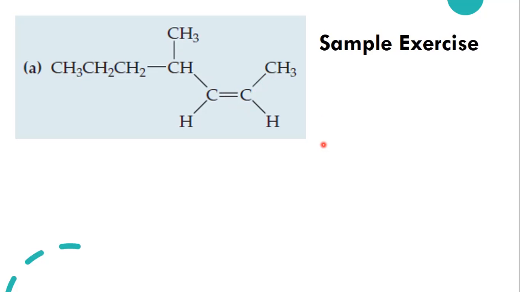Now, what's next? Let's identify the substituent group that is attached to your longest chain. We have here CH3. Where is the CH3 located? We have 1, 2, 3, 4. So it is located on carbon number 4. Therefore, what would be the name of our hydrocarbon in letter A?